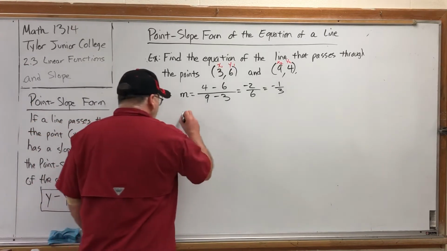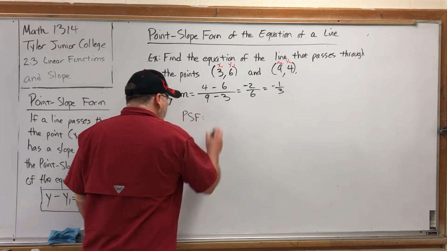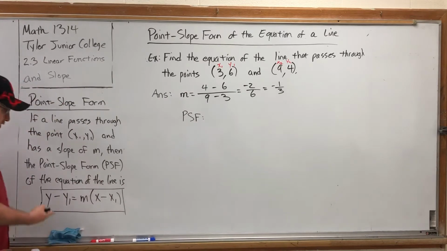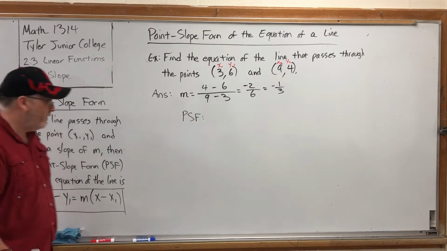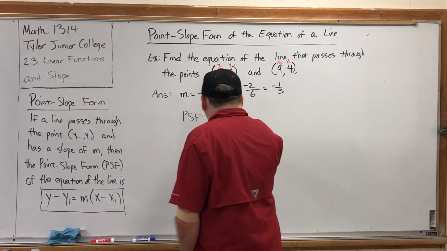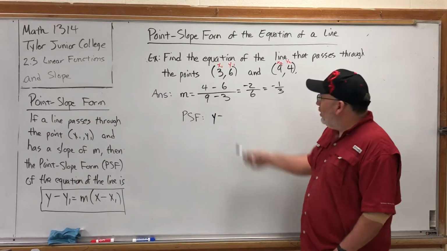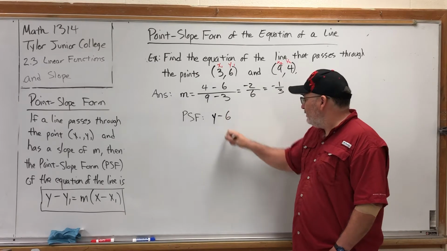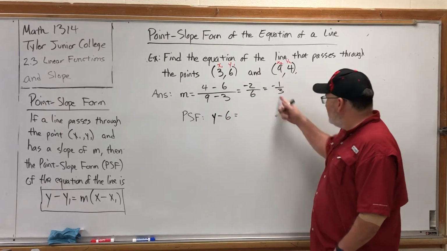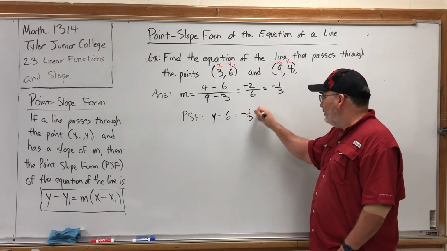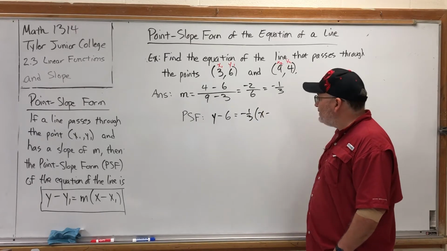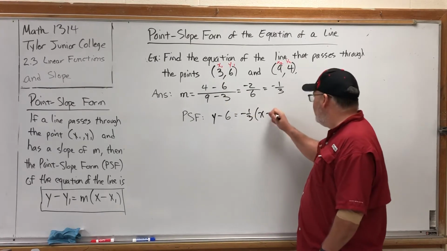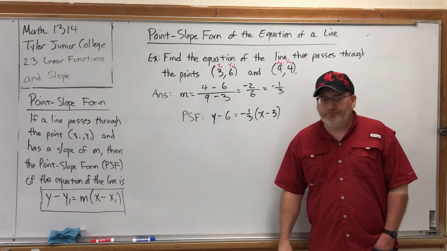Now, let's set up point-slope form. Again, point-slope form is pretty straightforward. Since it's sitting right here, I'm not going to recopy it. I'll just fill it in. y minus, we called y1 6, equals the slope, -1/3, times x minus, we called x1 3. Not too bad.